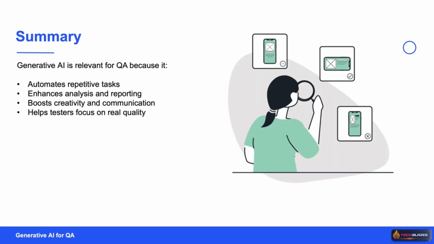So, why is generative AI relevant for QA? Because it helps us do our jobs better and faster. It automates the boring stuff, enhances analysis, boosts creativity, and improves how we communicate results.